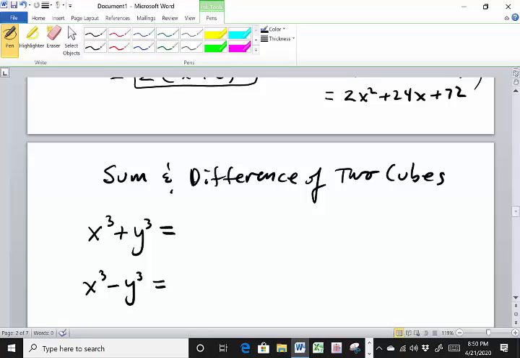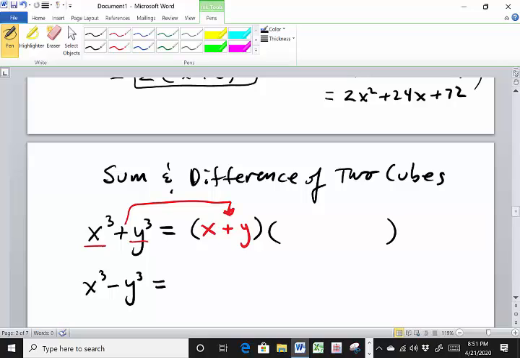Alright, well, how I remember this, the first thing is going to be a binomial, and it's just going to be these same variables. So it's going to be an x and a y. And then this sign will be exactly the same. So it'll be a plus. Okay? Then it's going to be multiplied by a trinomial.